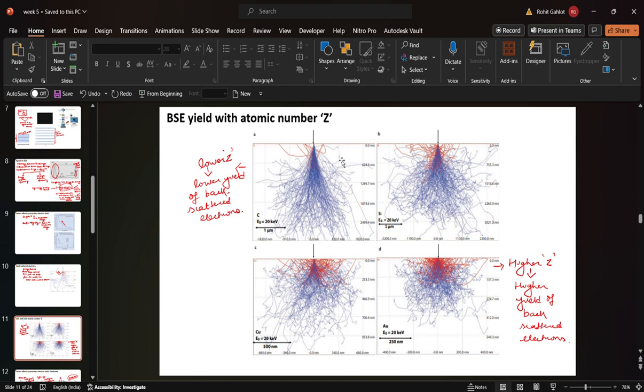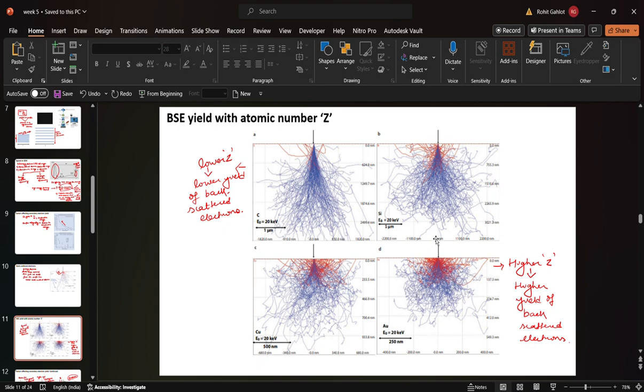So you can see, as you lower your atomic number, you have a lower yield of backscattered electrons. Here it is clearly seen. The first one is for carbon, which has a lower atomic number. Another is silicon, followed by copper, and then gold. So from left to right, the atomic number is going to increase. Gold has the highest atomic number compared to others, therefore the yield of backscattered electrons is higher.